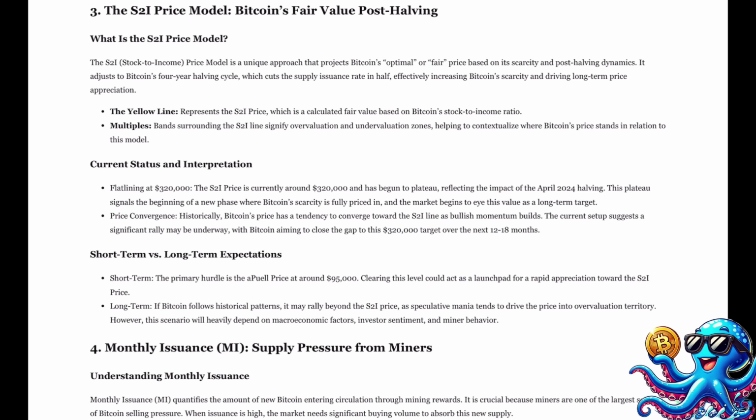Short-term versus long-term expectations. Short-term, the primary hurdle is the S2I price at around $95,000. Clearing this level could act as a launchpad for a rapid appreciation toward the S2I price. Long-term, if Bitcoin follows historical patterns, it may rally beyond the S2I price, as speculative mania tends to drive the price into overvaluation territory. However, this scenario will heavily depend on macroeconomic factors, investor sentiment, and miner behavior.